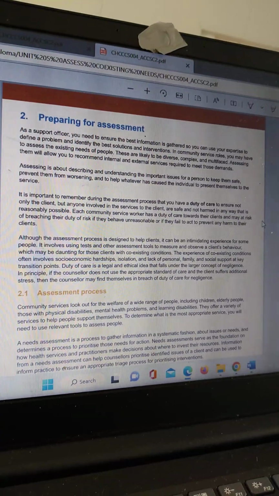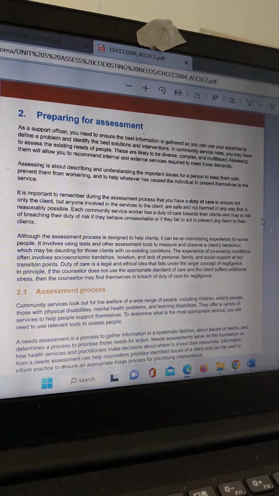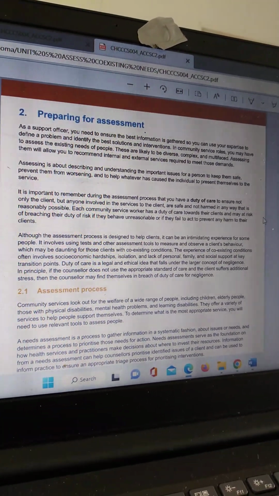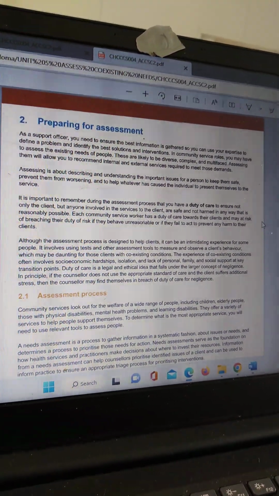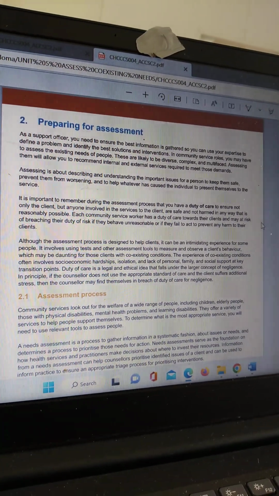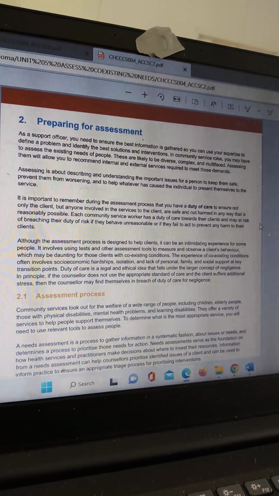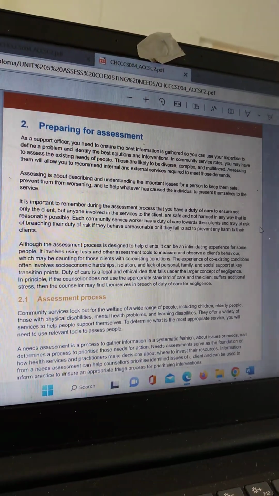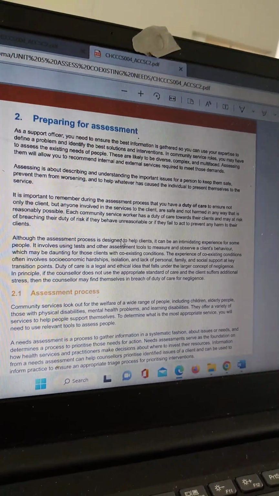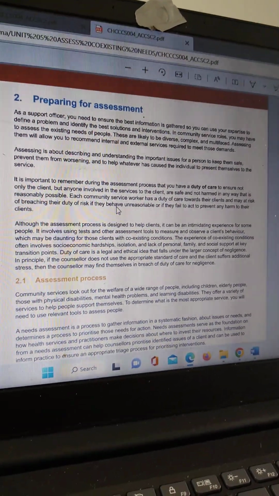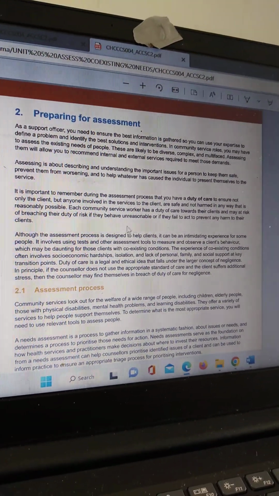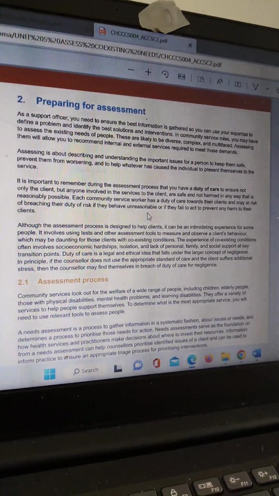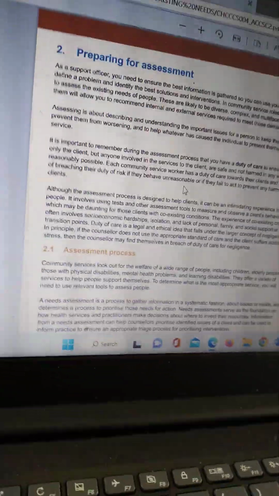It is important to remember during the assessment process that you have a duty of care to ensure not only the client but anyone involved in the services to the client are safe and not harmed in any way that is reasonably possible. Each community service worker has a duty of care towards their clients and may be at risk of breaching their duty of care if they behave unreasonably or if they fail to act to prevent any harm to their clients. Yeah, there was a few mistakes in their version of that paragraph.